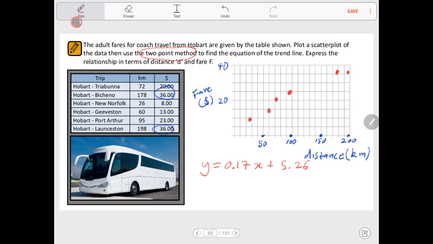So we've got distance, D for distance, versus F for fare. So I'll replace these. We've got F for fare there. So that is the linear regression. So if you weren't able to get that linear regression, make sure you get me over to show you how to do that. Okay, have a go at the questions in the description for the video.